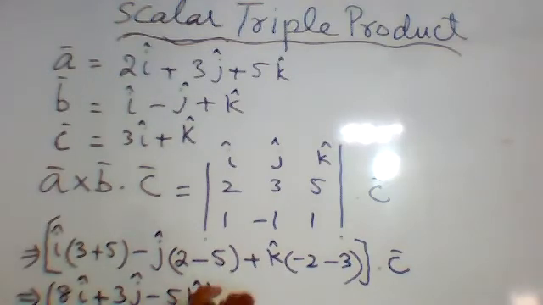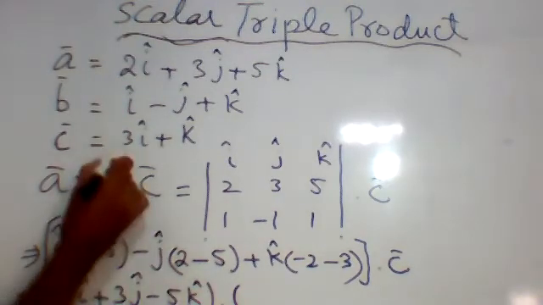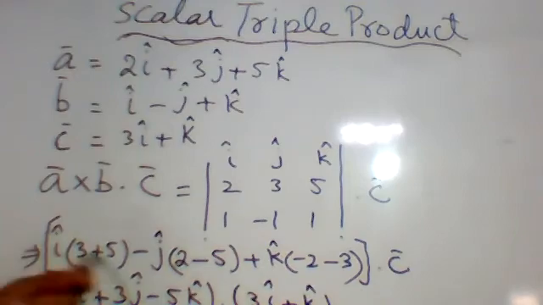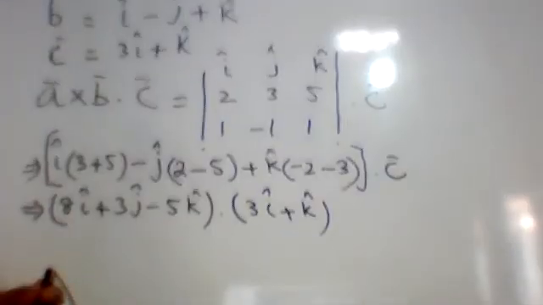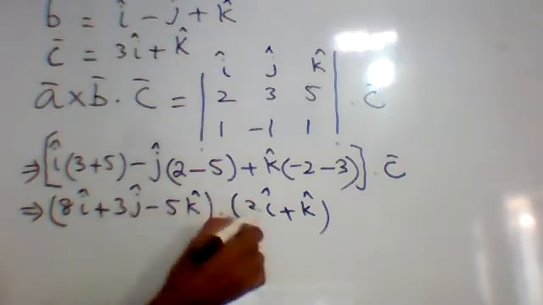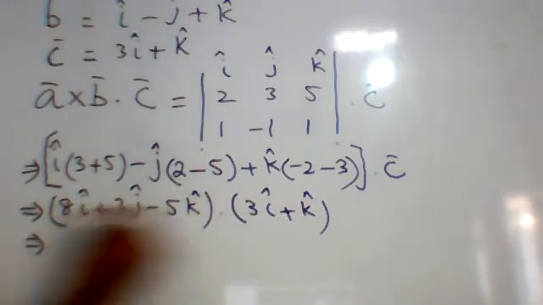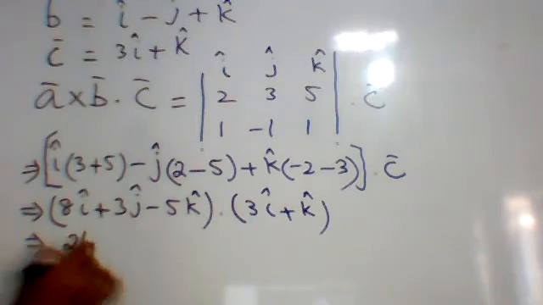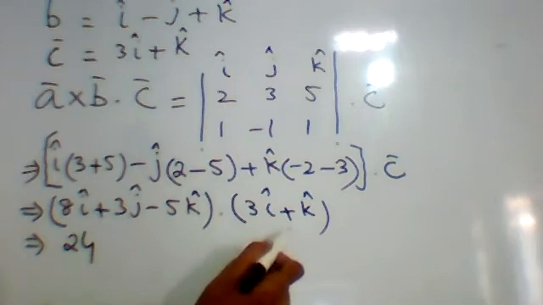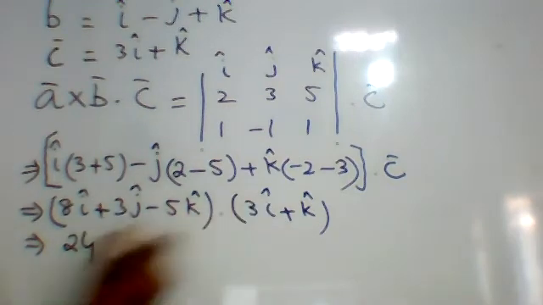Now dot C. C is 3i plus k. Take the dot product. I will multiply with i: 8 into 3 will be 24. J will multiply with j. J is not there, it means 0, so 3 into 0 will be 0.